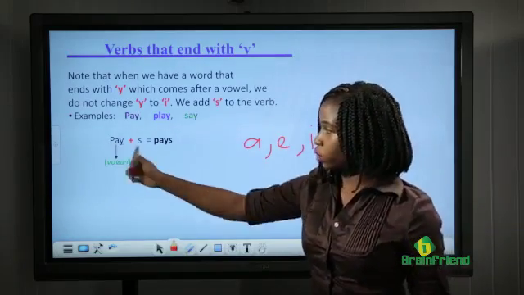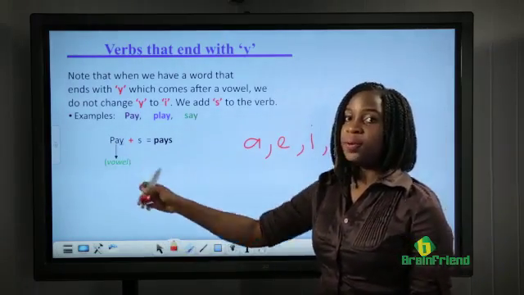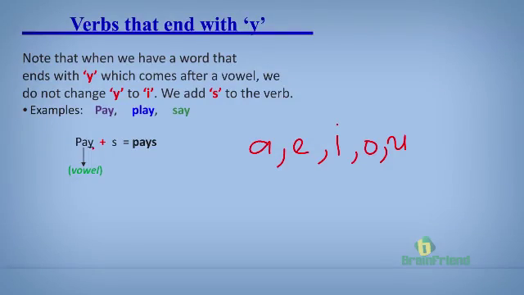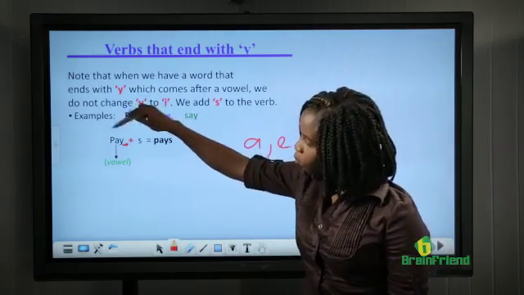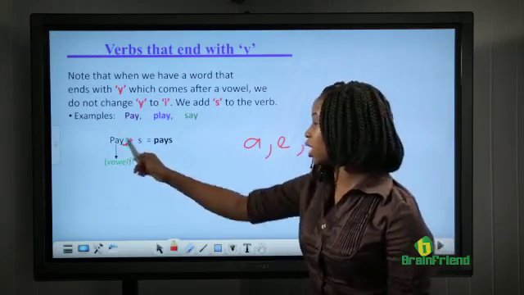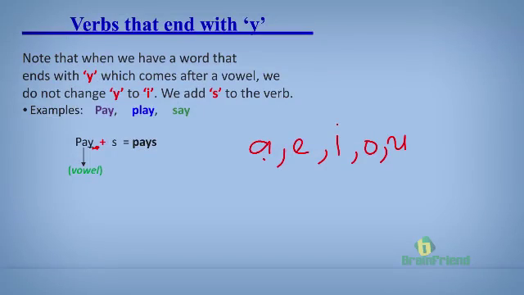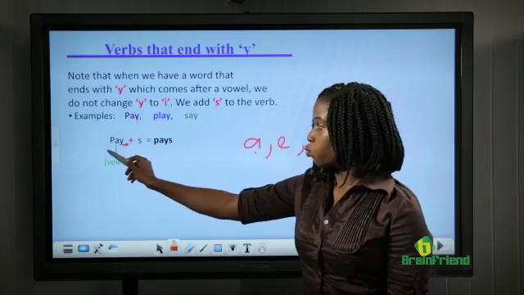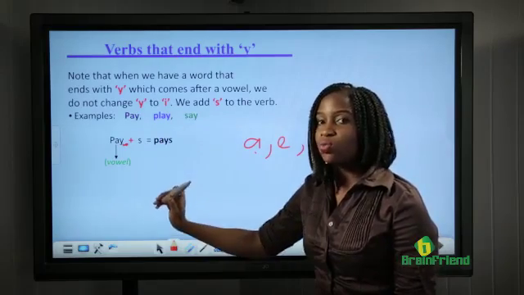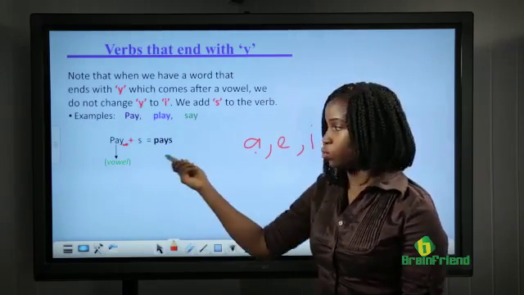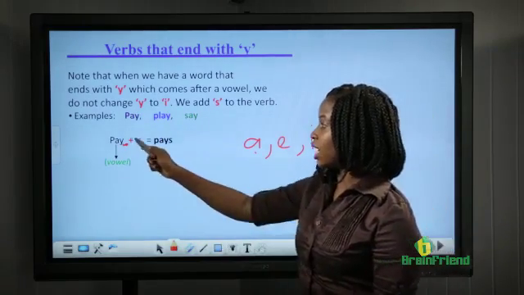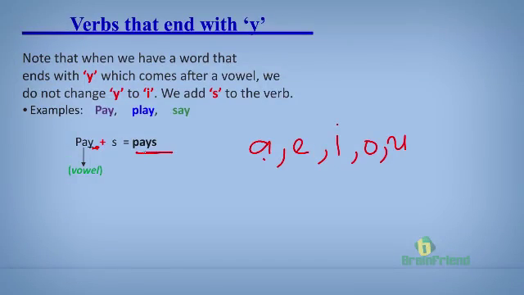So let's look at this word here. Pay. Pay ends with y, right? As we can see, it ends with y. But the letter before y is a vowel. It's A. So we do not replace y with I in this situation. Rather, we just add s, making it pays. That is the rule in the English grammar.